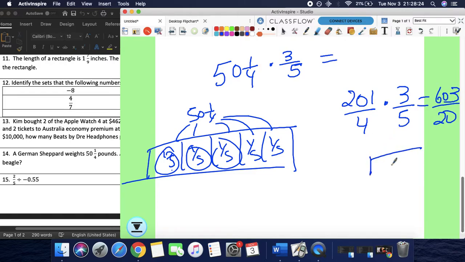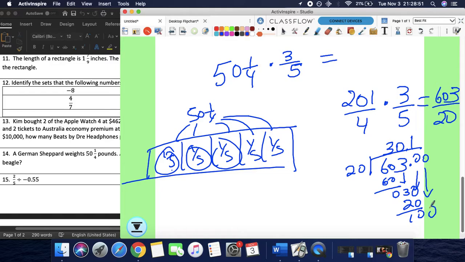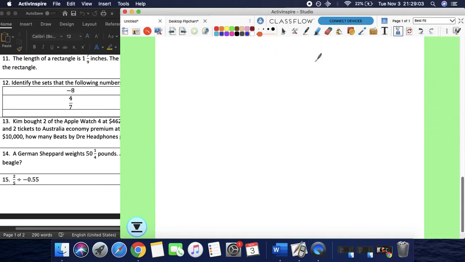Just because I'm curious, let's see how much the beagle weighs. 0, bring the 3 down. Can 20 go into 3? No. But 0, add a decimal. Sorry, I added the 0 in the wrong place. Add the 0 here. Bring it down. Can 20 go into 30? One time. I have 20 left. Bring another 0 down. So the beagle weighs 30.15 pounds. The fat beagle, actually. Really fat. Oh, there's 2 more.